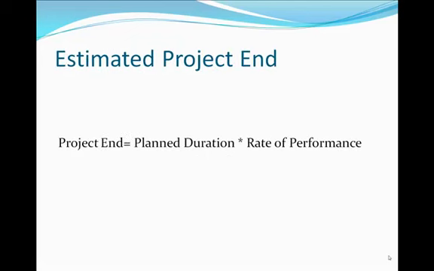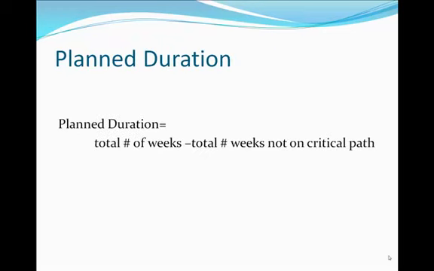Using the same data, a project manager can calculate another useful measure, the estimated project end. This can be calculated by multiplying the planned duration by the rate of performance. In our scenario, we already calculated the rate of performance to be 200% or 2.0. However, we must also calculate planned duration. To do this, we must first take the total number of weeks estimated for the project and subtract the weeks not on the critical path.